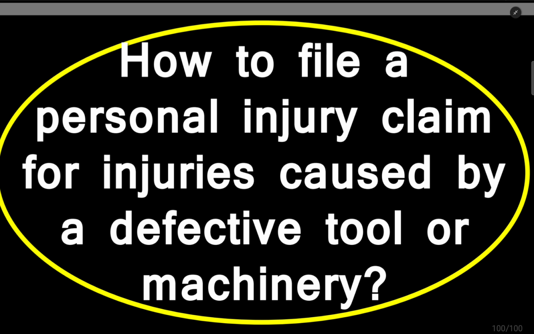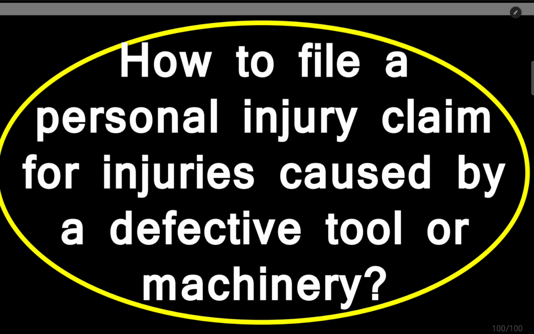Now that you have gathered evidence, the next step is to file a personal injury claim. To do this, you need to prove that the tool or machinery was defective and that the defect directly caused your injuries. There are three main types of defects that can lead to a claim.